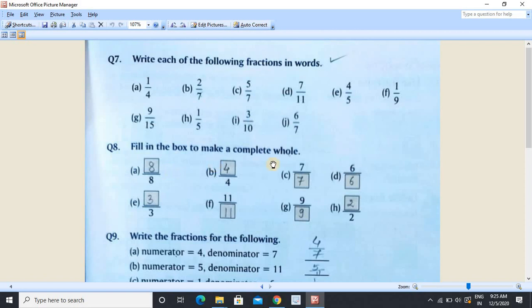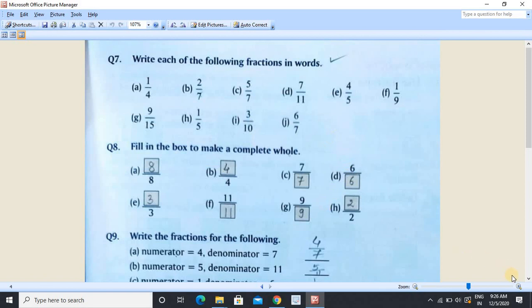In the same way, if the numerator is 7, we have to write the denominator also 7. Okay students, as you can see, numerator is 7, we have to write denominator 7. Why? So that we can divide it by 7 and our answer will become 1. Understood? In the same way you have to solve all these questions.